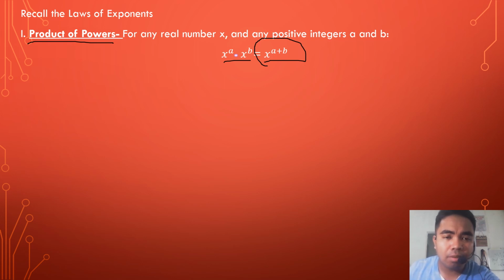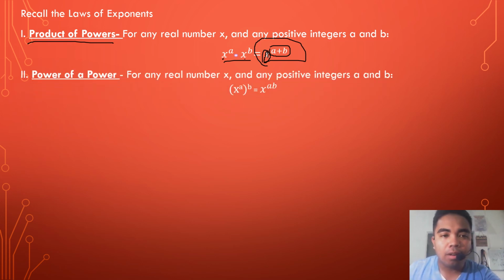Ang ibig sabihin sa product of powers, kung yung base niya ay pareha, so we have x and x, we're going to copy the base. Kinopy natin yung base, kaya meron tayong x dito. And then, we're going to add the exponent, a plus b. Tandaan, basta product of powers, kokopyahin natin yung base and then we're going to add the exponent. That's why we have x raised to a plus b. That is the first law of exponent.